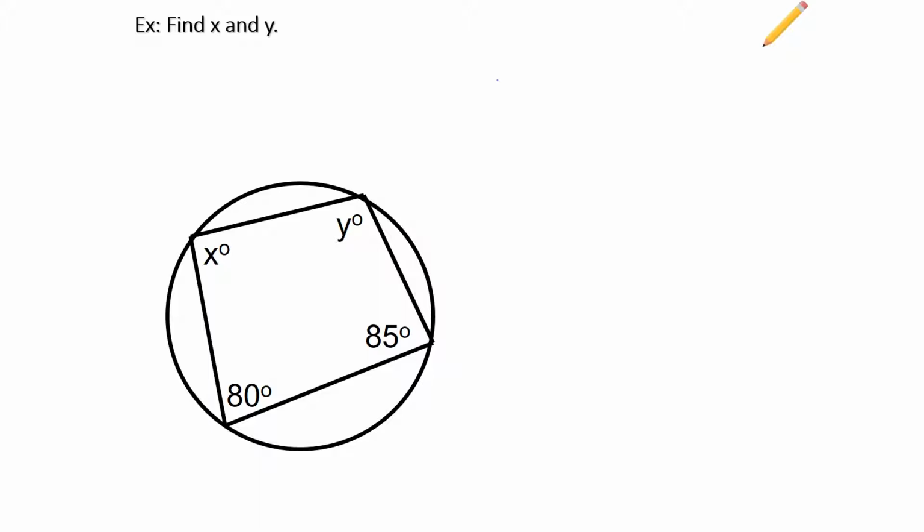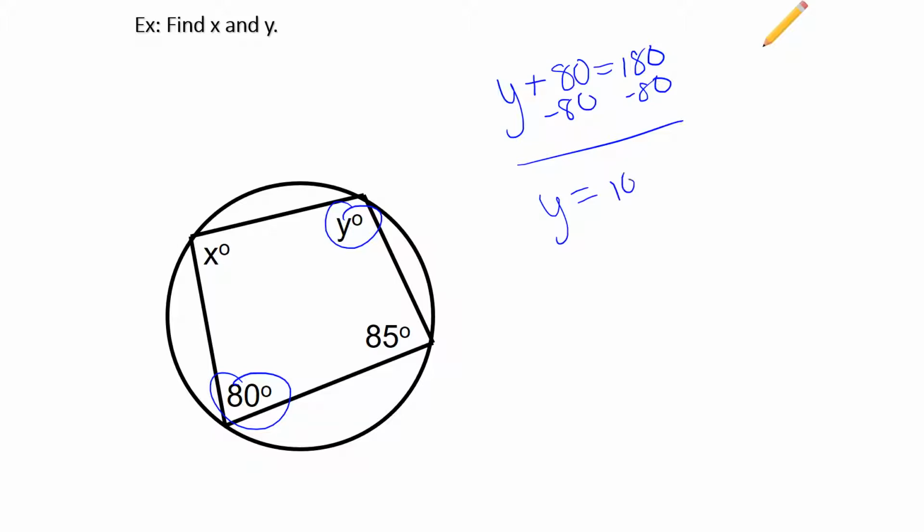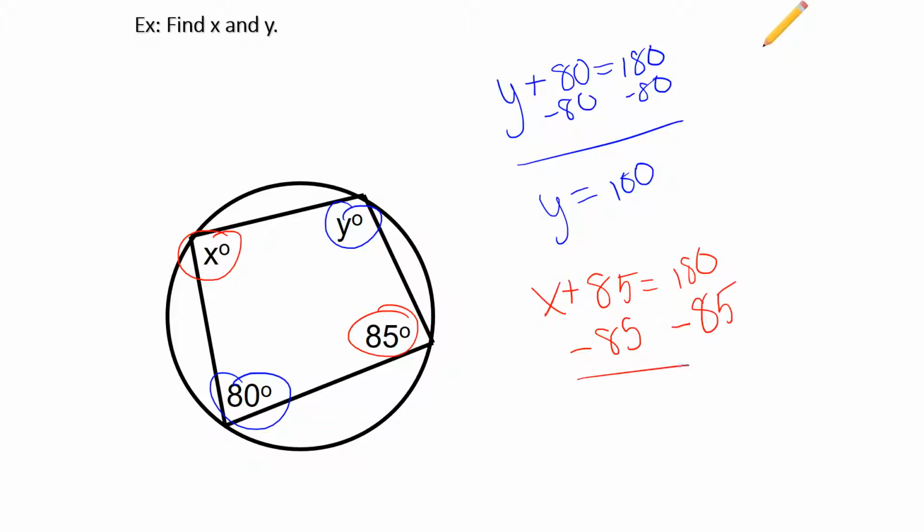So now we have y plus 80 is equal to 180, because this and this are opposite of each other. If we add them together, that equals 180. So if we subtract 80 from both sides, we know that y is equal to 100. And if we set up the other one, x plus 85 is going to be equal to 180. So if we subtract 85 from both sides, 180 minus 85, x is going to be equal to 95.